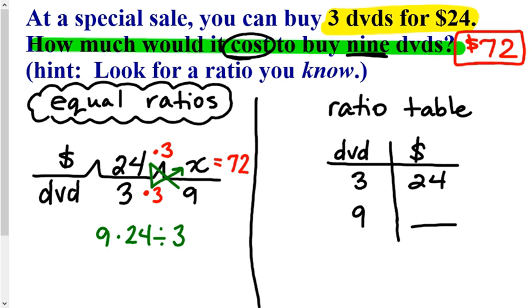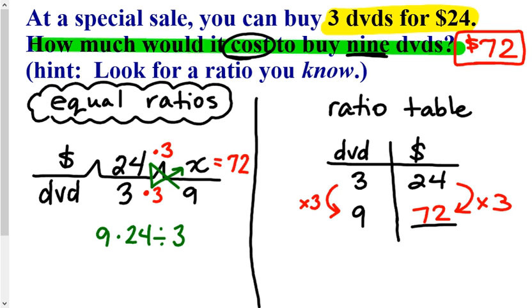So this is just like ratio tables we've done that have a missing number, and we use the ratio we know to find the information we don't know. So one way I could do this is I could say, well, 3 times 3 is 9, so 24 times 3 is 72. I could totally do that.